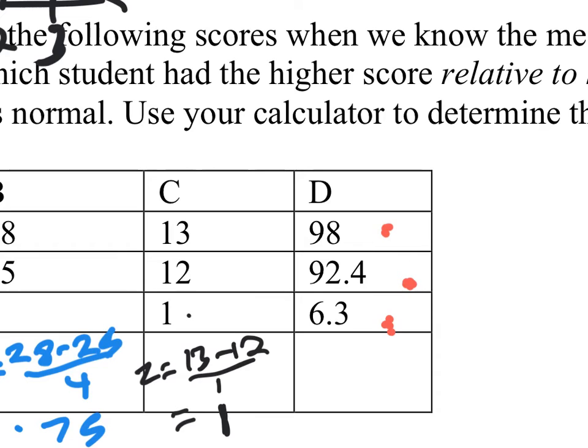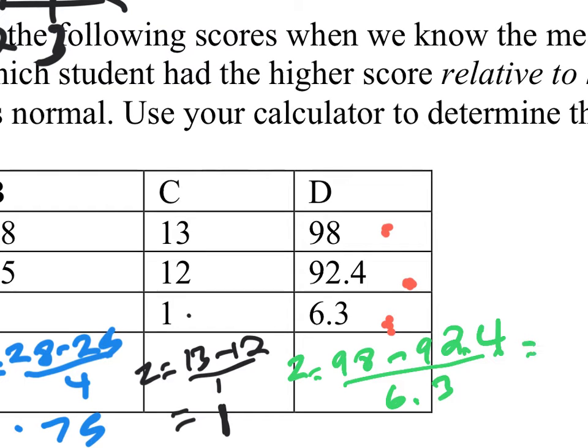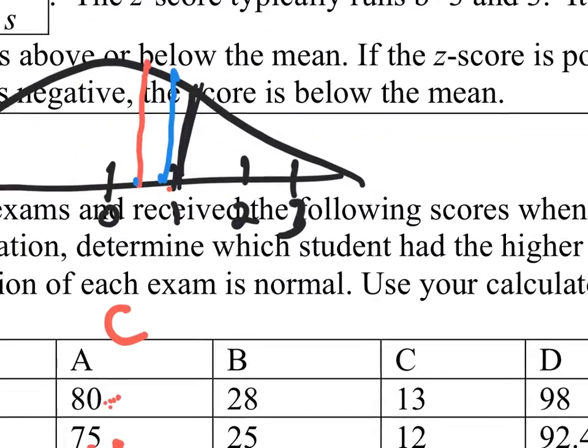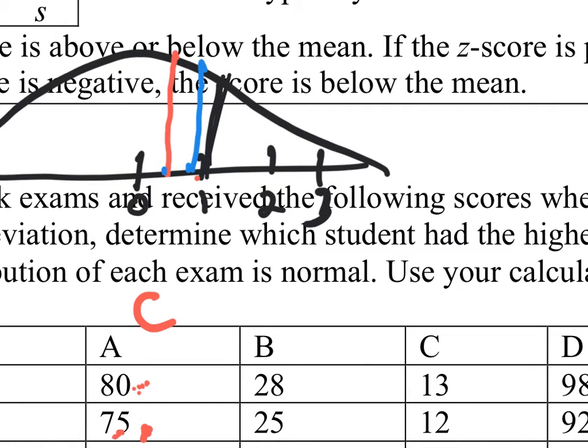Let's do Miss Schneider's. z is 98 minus 92.4 divided by 6.3. This one I cannot do in my head. It's 0.8888, so I'll just say 0.89. Which means, oh, wait a minute. That means she's even closer to the 1. She's actually better, right? Oh, I'm sorry, let me fix that. She's between Mr. Jabs and Mr. Ramos.